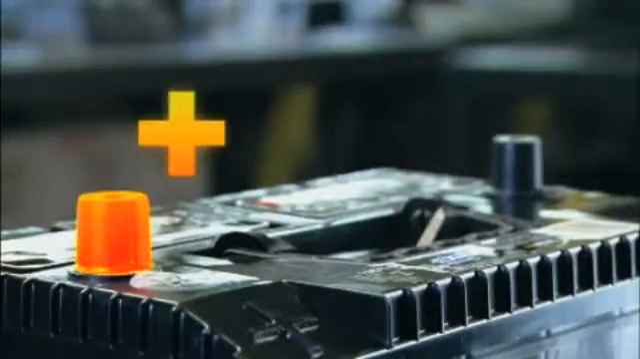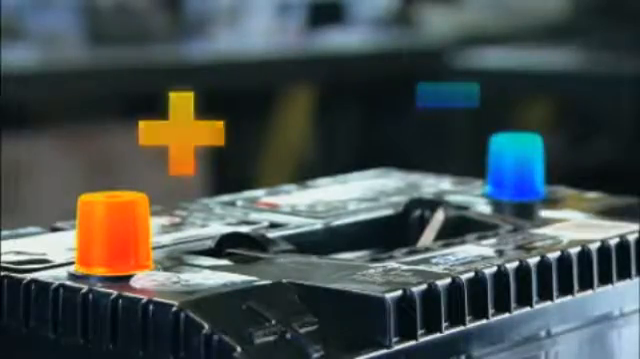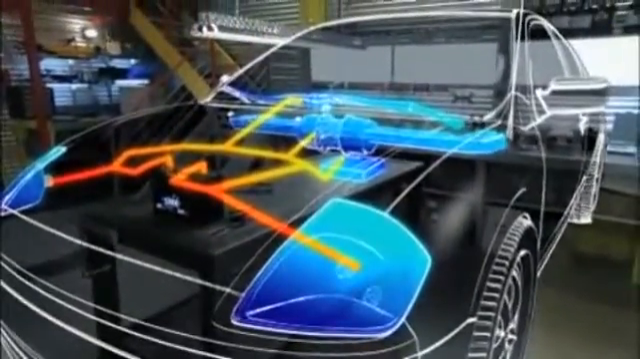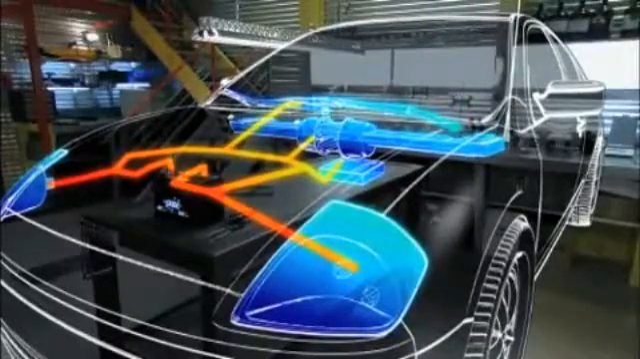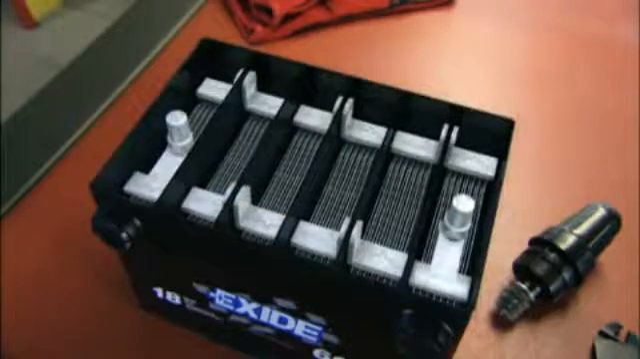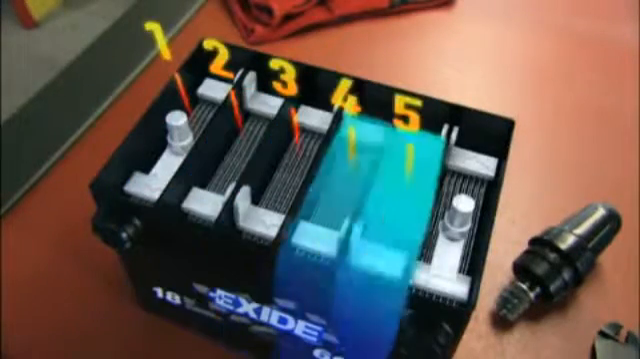A car battery has a positive and a negative terminal. They're connected to the car and send a flow of electrons to power the wipers, headlights, radio, air conditioning, and most importantly, the engine starter. Inside the battery are 6 small energy-producing units called cells.